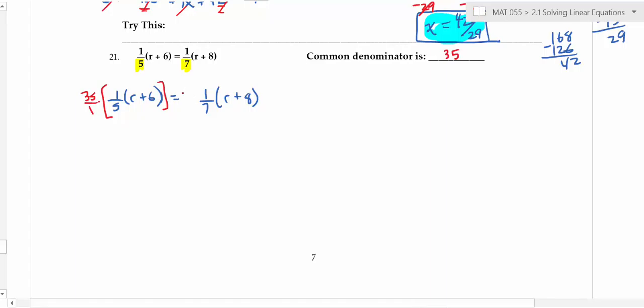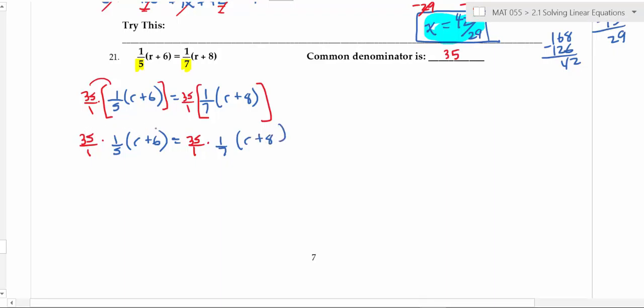I'll be doing a distributive property like that. All right, so when I do this, I'm going to just write this. See, I don't distribute the 35 in there. I go left to right. So to start with, I'm going to do 35 over 1 times 1/5. Then after I multiply that, then I'll take it through the (r plus 6). Same thing here. I've got 35 over 1 times 1/7 times (r plus 8). So do not take the 35 inside the parentheses. Instead, do that, do this, then move left to right.